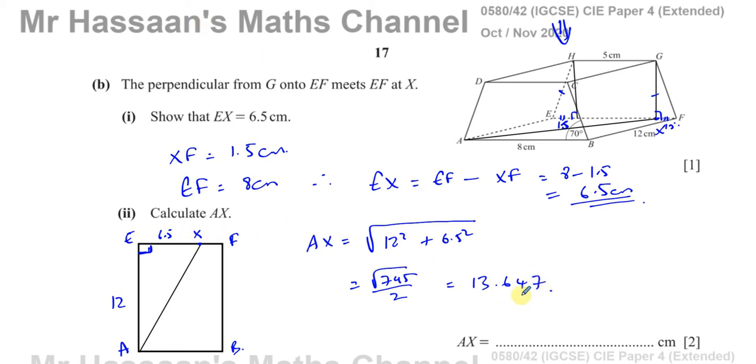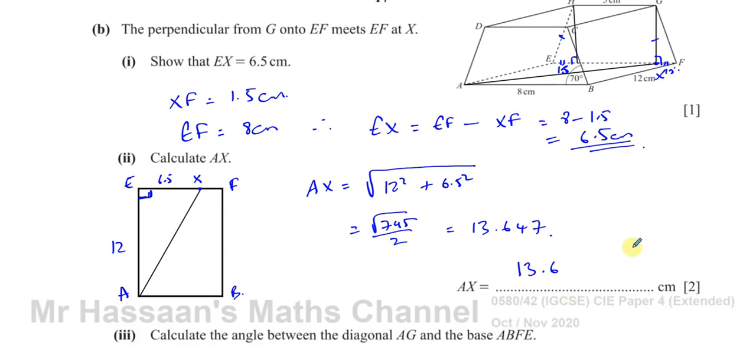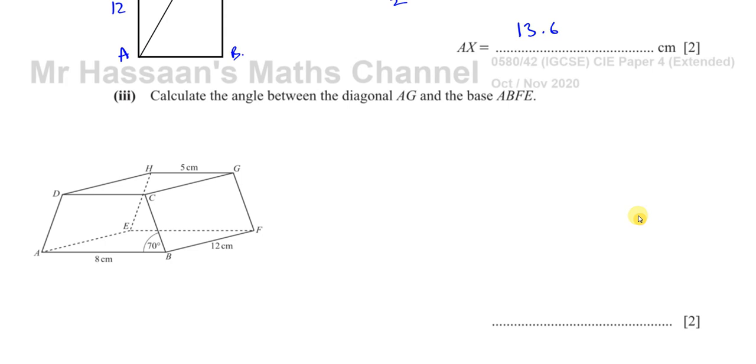So we can see here that it doesn't tell us how to round it, so we write it as 13.6 centimeters to 3 significant figures. That's the answer to part 2. Then it says, calculate the angle between the diagonal AG and the base ABFE. Okay, so now the angle between a line and a plane. So the angle between AG and the base ABFE.